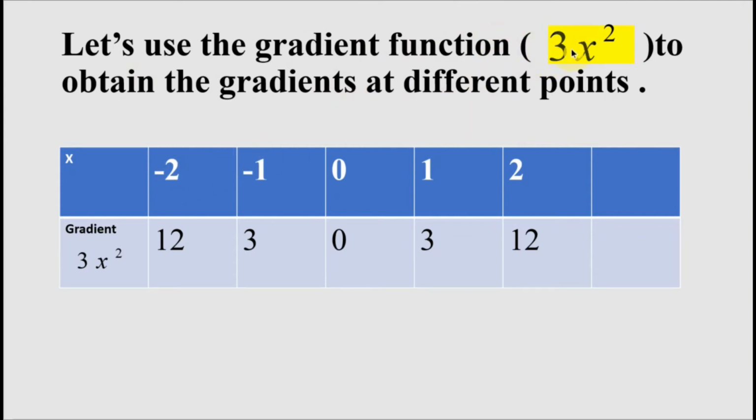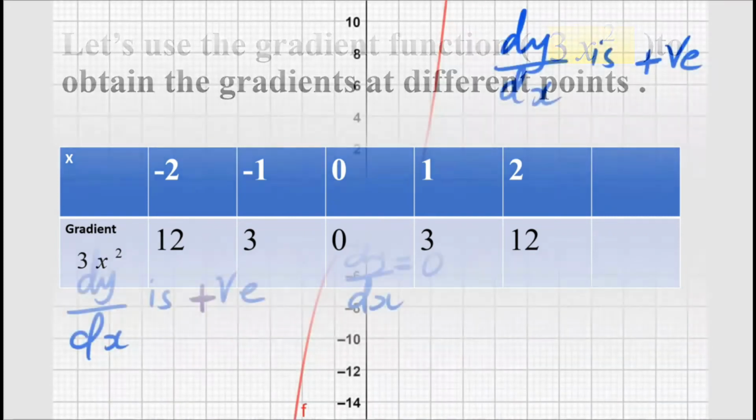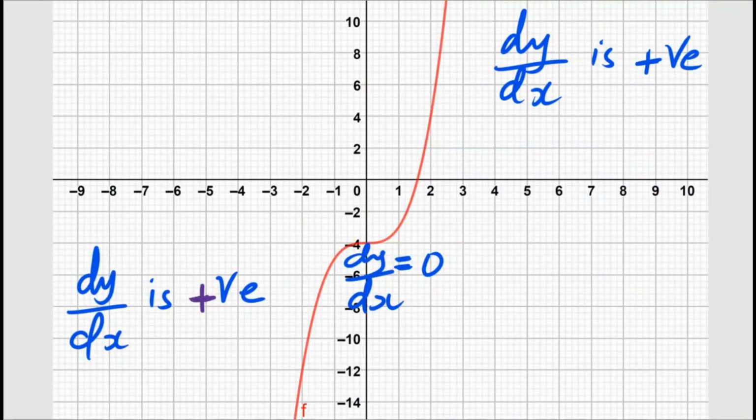So you just substitute into 3x squared. When x is negative 2, what is the gradient? It is 12. When x is negative 1, just substitute in this expression, 3x squared, the gradient is 3. So this table represents the gradient at different points of the curve. Now when you sketch that curve, this is what you get.